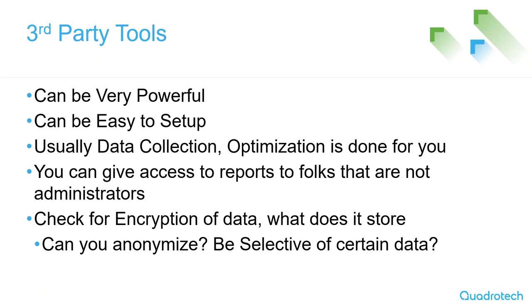Where a third-party tool plays is that the data is presented to you, it's optimized, it's already configured, and you have the ability to give people access to just the data and nothing else within the environment. So admin center tools, for example, require them to have at least some basic administration capabilities in Office 365. Third-party tools can totally separate that. And some of the things you want to make sure of as well is that you're not degrading anything else. So check for encryption of data. What does it store? Can it anonymize? Can it be selective with the data that it shows? Things of that nature as well.